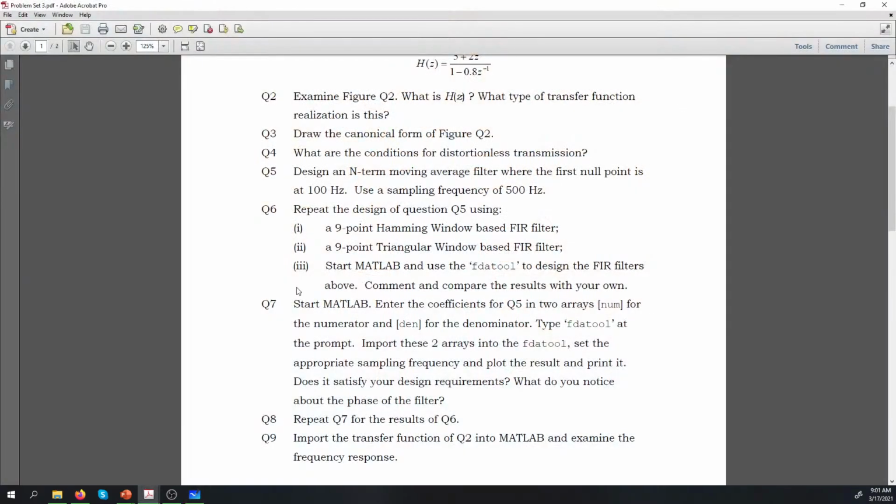Alright, so question 6 here was basically to repeat the design of question 5. We're going to be using a 9-point Hamming window FIR and a 9-point triangular window FIR, and to use the FDA tool to design the filters above.